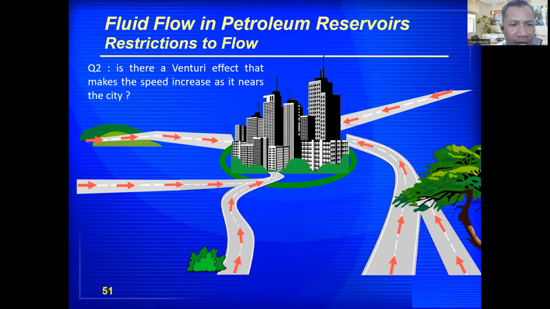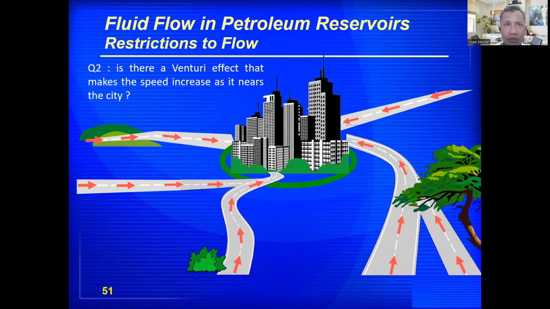Another question: is there any Venturi effect that makes the speed increase as it nears the wellbore? I think this question relates to one of the slides shown earlier. It's not a Venturi effect, actually. It is what we call a near wellbore or tortuosity effect.